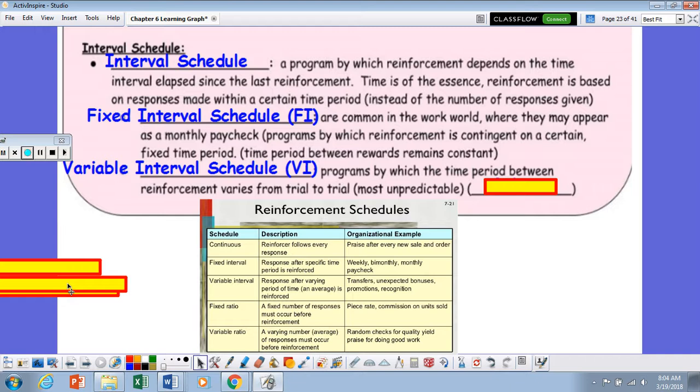Variable intervals, this could be the program by which the time period between the reinforcement varies from time to time. It's very unpredictable, and a great example of this is if you ever have gone fishing. Every time you cast out, you're not necessarily guaranteed that you're going to catch something, but some people can stay very motivated to continue casting out even if they know that their cast probably isn't going to be productive as far as catching a fish.